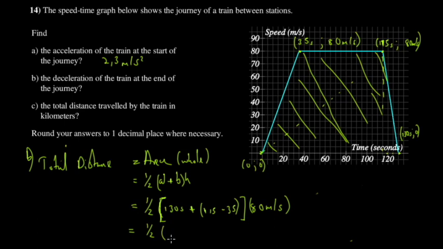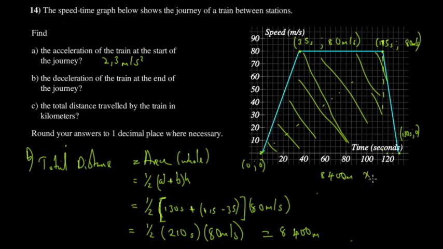So it's half, then 130 plus 115 minus 35, so you get 210 seconds, multiplied by 80 meters per second. What do you get? 0.5, which is half, multiplied by 210 multiplied by 80 is equal to 8,400 meters. Okay, so you need to change this. Remember our conversion factor.